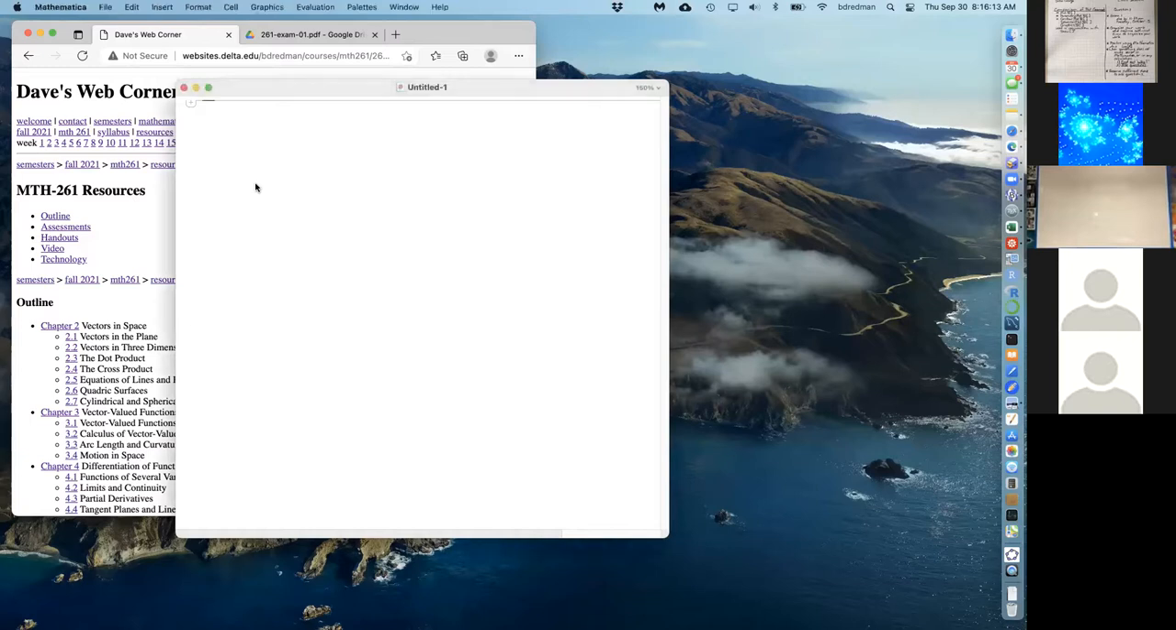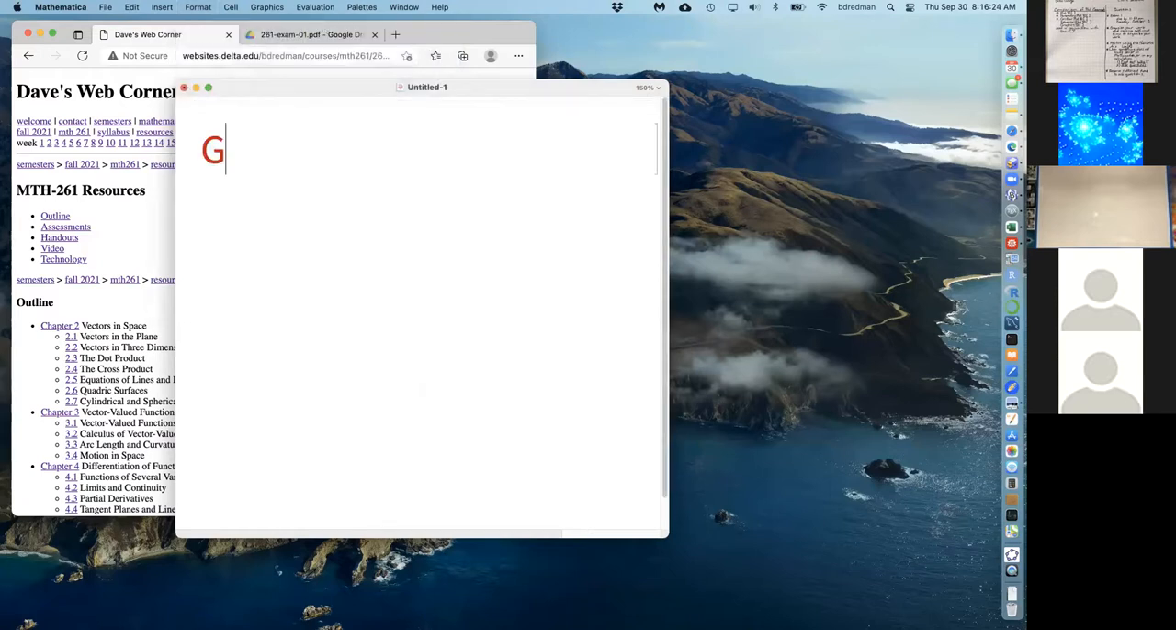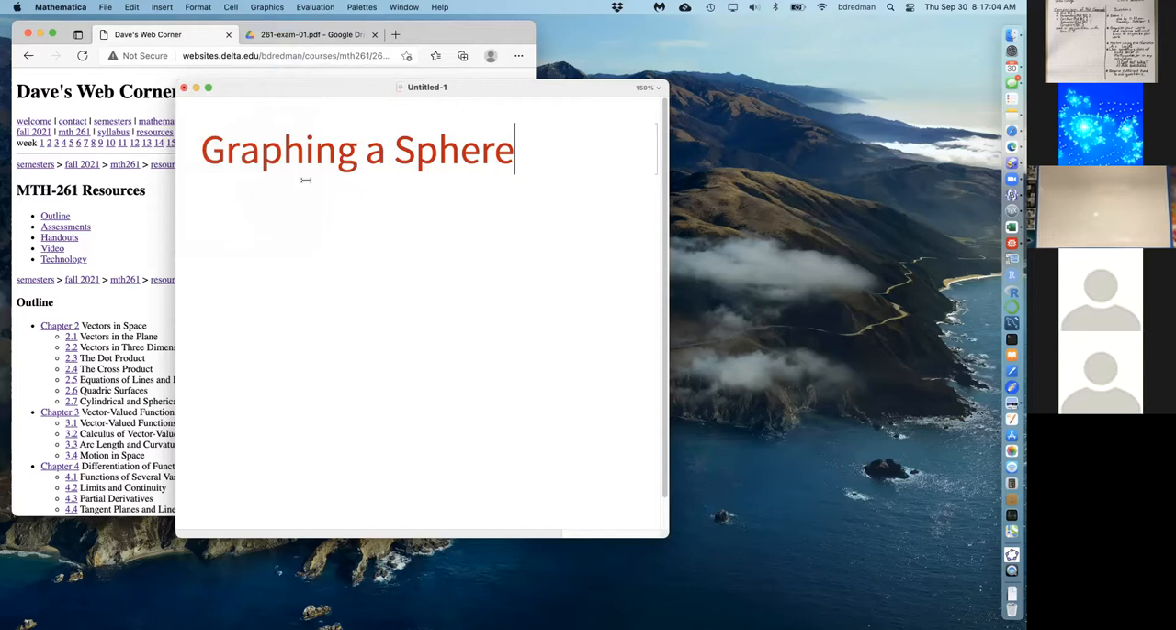But let me just put a title in my Mathematica notebook. Style, title. This title right here tends to be a little bit too large, but I'll just say graphing a sphere. And you notice that Mathematica has, under style in the menus, title, subtitle, chapter, section, subsection, text, etc. Mathematica is really an entire document preparation system. And some people use it more effectively than others in that sense. I do not use Mathematica to prepare documents, but you can essentially prepare entire documents and articles inside of Mathematica.